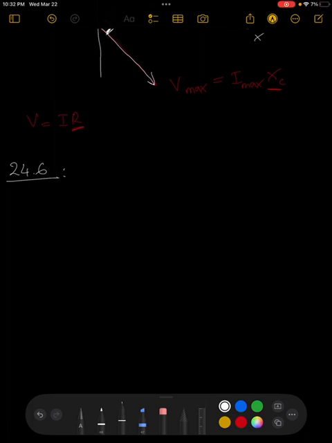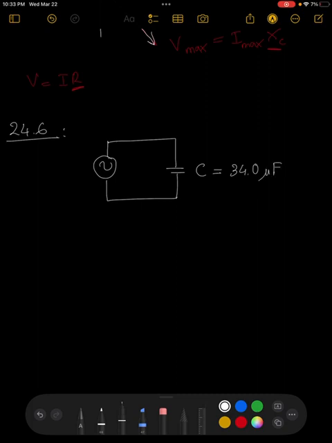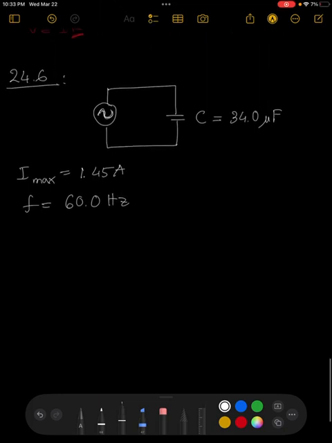So this example, consider the capacitor circuit in figure 24.7, which is a circuit with an AC source and a capacitor. And this capacitor has the value of 34.0 microfarad. The maximum current, Imax, is 1.45 amps. And the frequency of the generator from the AC source is 60 Hertz as usual.